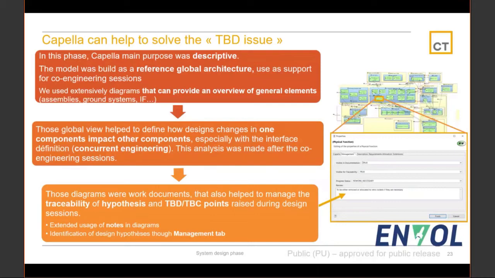If your partners don't really know Capella concepts, is it still possible to use Capella as a support during the co-engineering session? For us, we used it at the beginning and also at the end to agree on the definitive design, and also then for making a posteriori analysis, seeing how the new design has changed interfaces and whether it matches the requirements.